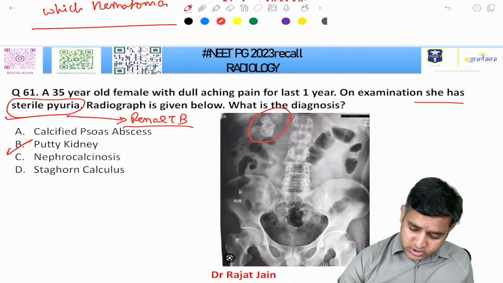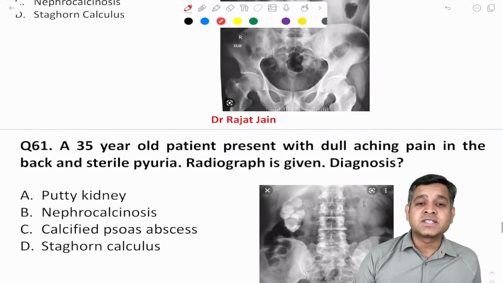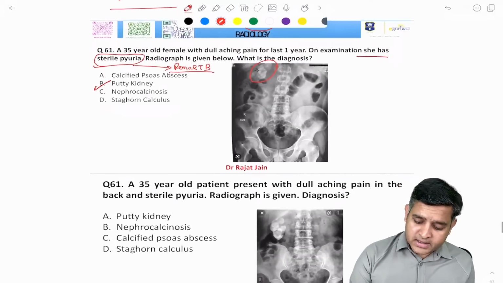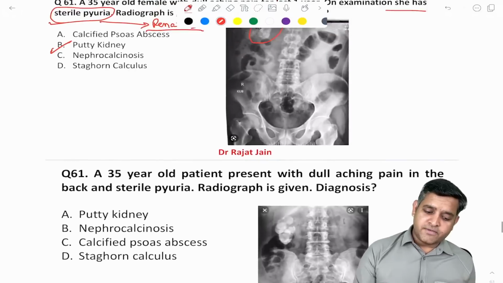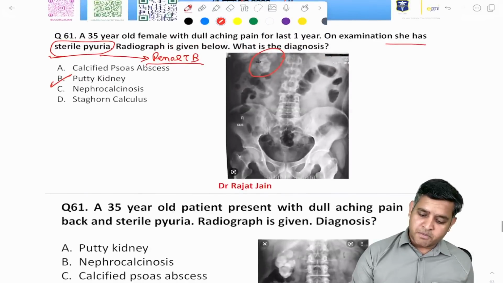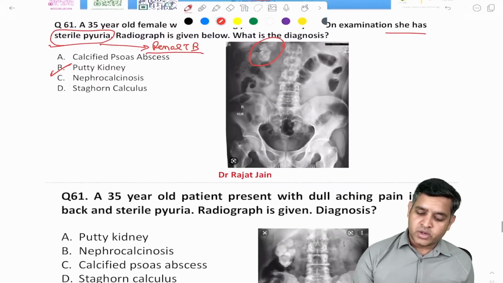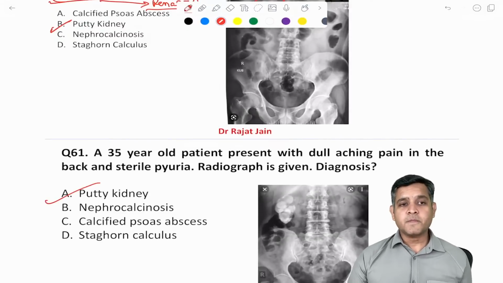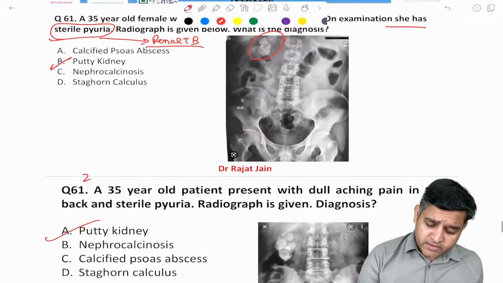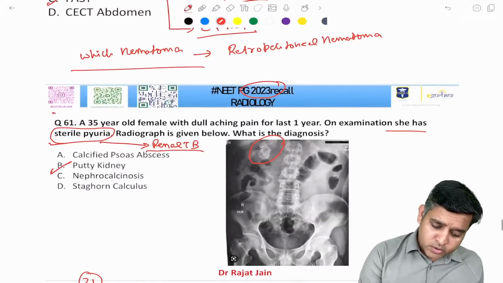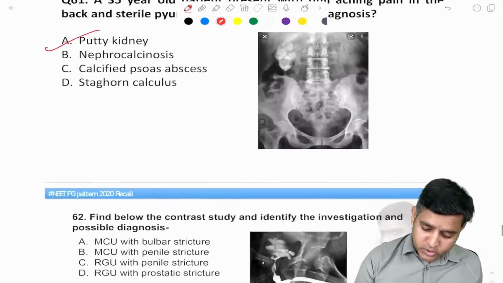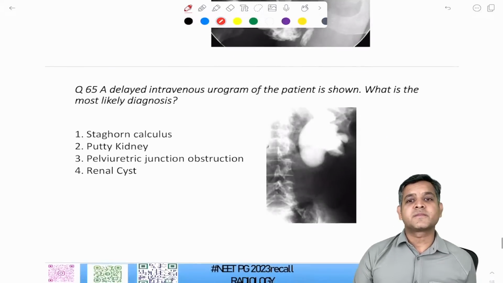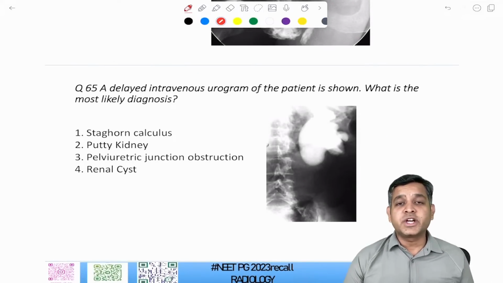Right? Okay. Now see, same question was asked in 2021 again. Please see, this was asked in 2023 and this was asked in 2021. A 35-year-old with dull aching pain in the back and sterile pyuria. Radiograph is given. Diagnosis. Answer is putty kidney. तो देखो 21 में ये आया, I remember. 23 में ये आया. तो देखो 22 में I remember. 22 में ये आया. This was asked in 22.